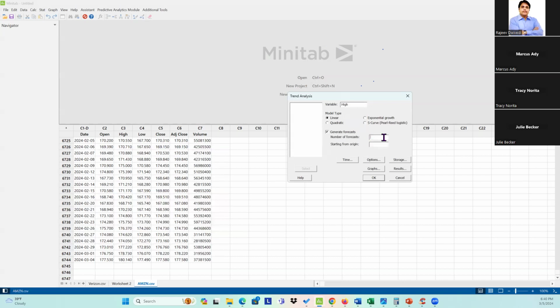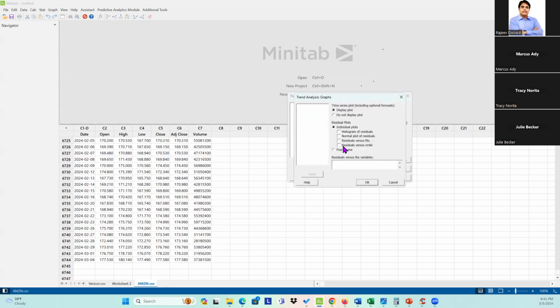So generate forecast for number of periods. By default, it is the next 365 days. It is not counting Sundays, Saturdays, holidays, the days when the stock market is closed. So basically it is just the numerical value 365, and I consider that 1 year. And here you can, there's a stamp option.